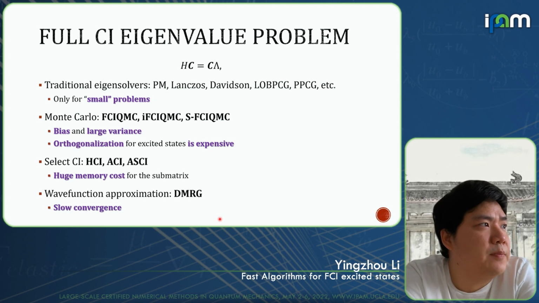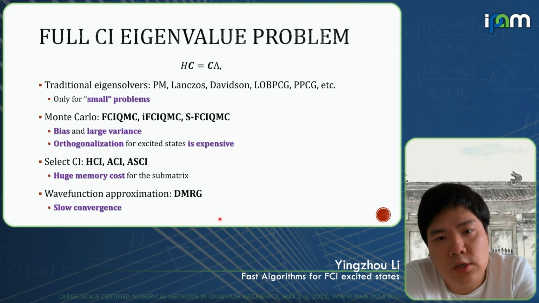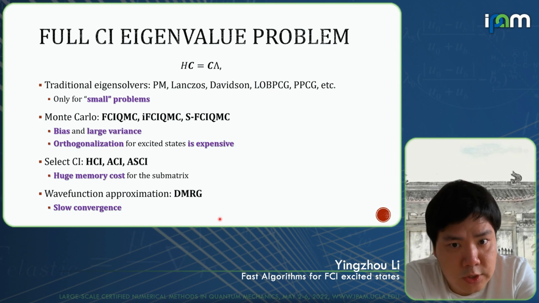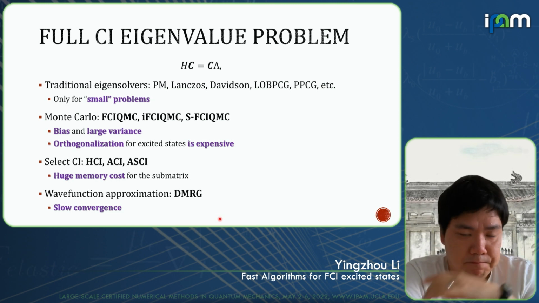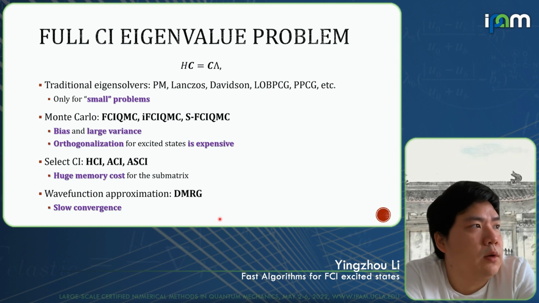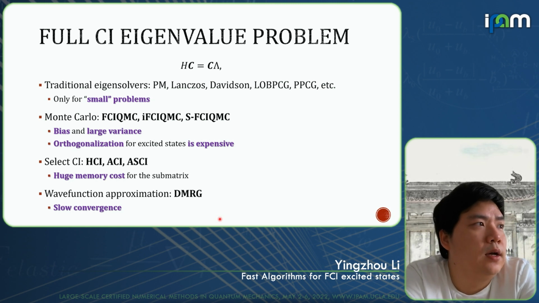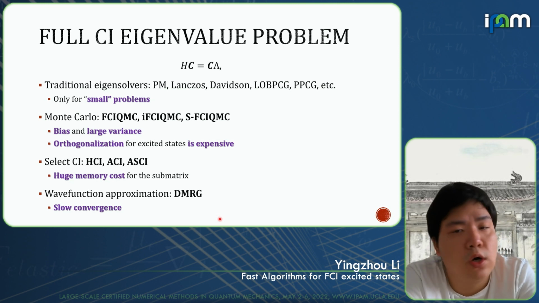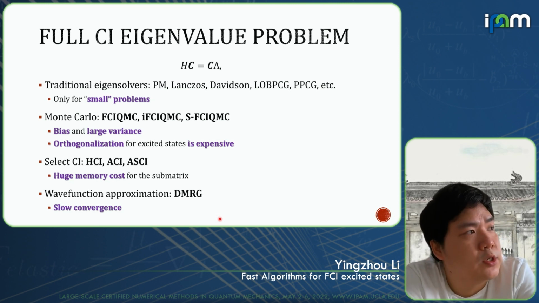There is another family called selected CI, which essentially finds the important coordinates of the matrix, restricts the problem to the principal submatrix, and then solves the eigenvalue problem of the principal submatrix. These are methods like heat-bath CI, ACI, ASCI, etc. In many of those implementations, they store the principal submatrix in memory, so they have a huge memory cost. And if they don't do that, then the difficulty lies in mapping the coordinates.